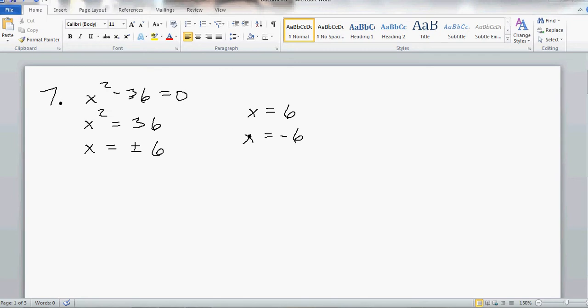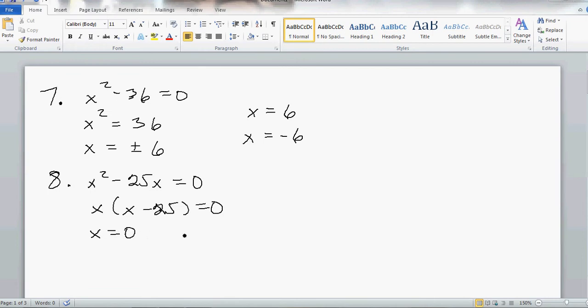Number 8, x squared minus 25x equals 0. I can factor out an x, and so I get x times x minus 25. Set each one of these equal to 0. x equals 0, x minus 25 equals 0. Add 25 so that x equals 25. So x equals 0 and x equals 25. There's my vertical asymptotes.